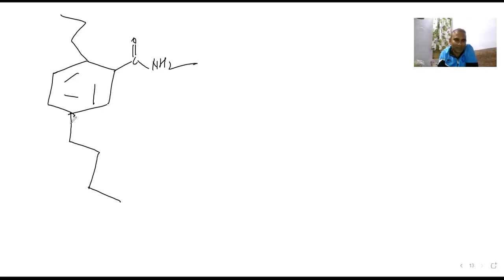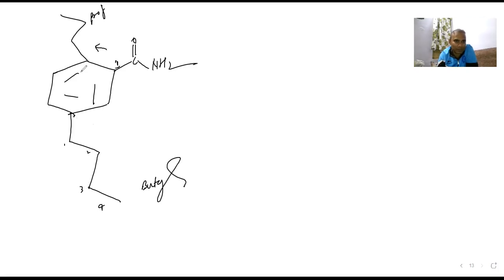Tell me the name of this compound. Can you try? First one is propyl. This is one, this is two, carbon is one. Then the upper one is propyl. Here how many are there? 1, 2, 3, 4. This is butyl.